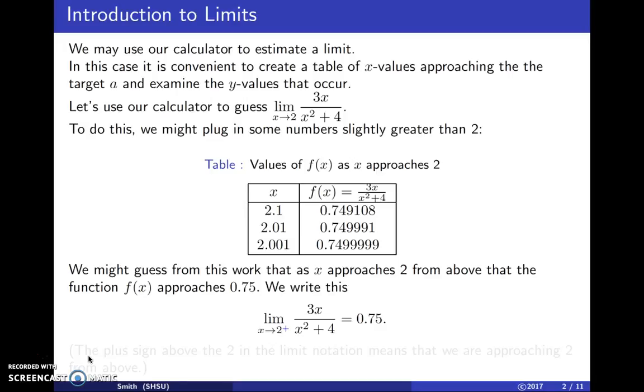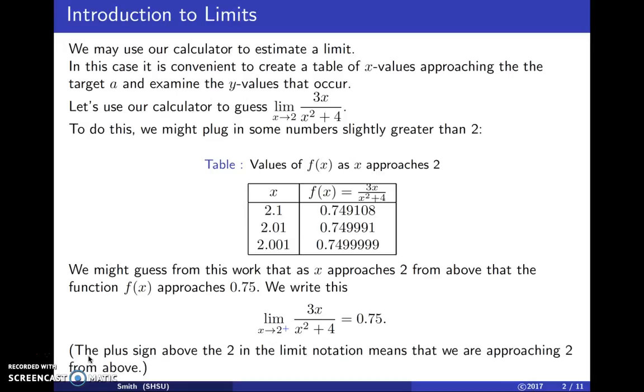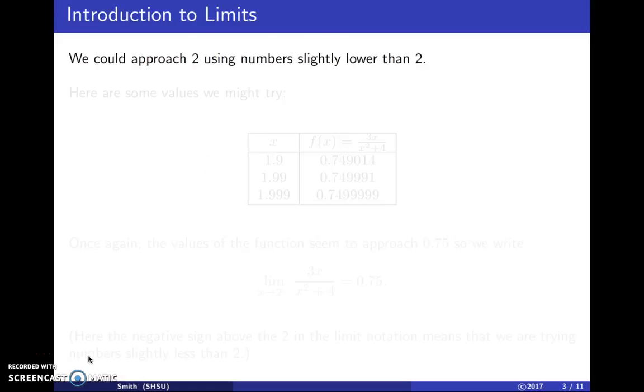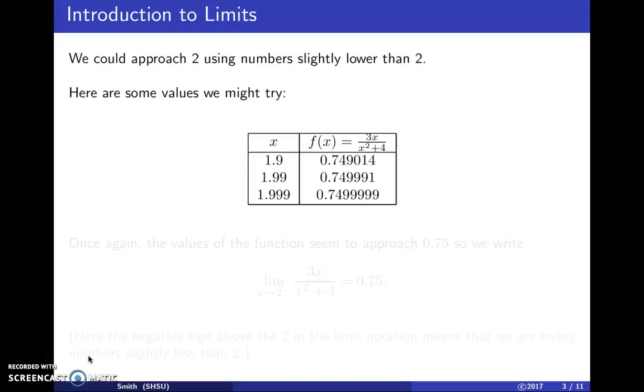The limit as x approaches 2 from above is this expression. The plus sign above the 2 in the limit notation means that we are approaching 2 from above, from values higher than 2, from the right side on the x-axis. We could approach 2 using numbers slightly lower, from the left side on the x-axis, so we might make x be 1.9 or 1.99 or 1.999 or 1.9998376. Once again, the values of the function seem to be approaching 0.75.